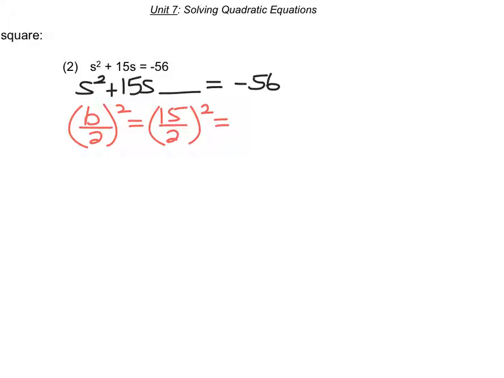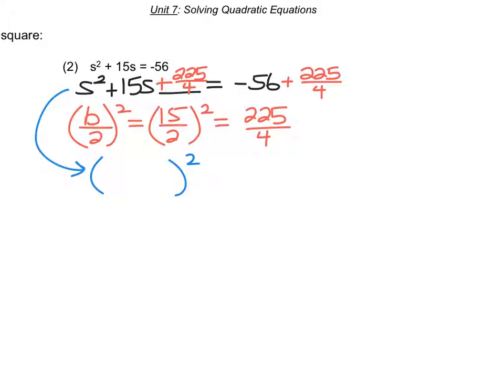You could do 15 times 15 over 4. Right, exactly. So square each part. 225 over 4, which is 56 and a fraction. So we'll just leave it as 225 over 4. And that's what we're going to add to both sides. The left-hand side is factorable as a perfect square trinomial. The right-hand side is a little bit of a different story, but it's not terrible. You just have to add negative 56 to 225 over 4.